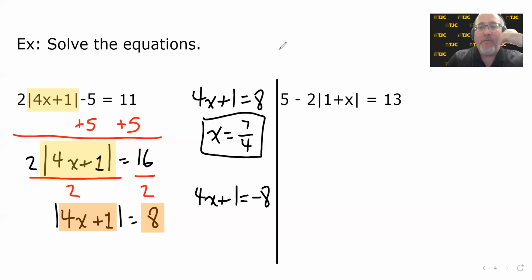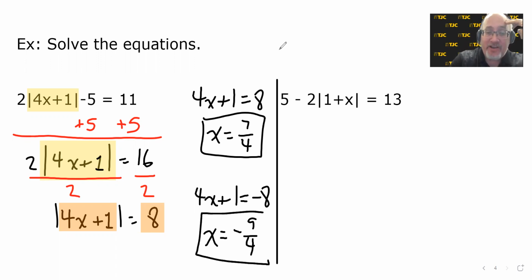And on the other one, 4x plus 1 equals negative 8. We would still subtract 1 from both sides, but that would leave us 4x equals negative 9, and then divide both sides by 4, and we get x equals negative 9/4. So pretty straightforward. What about the second one? Let me move it over a little bit.